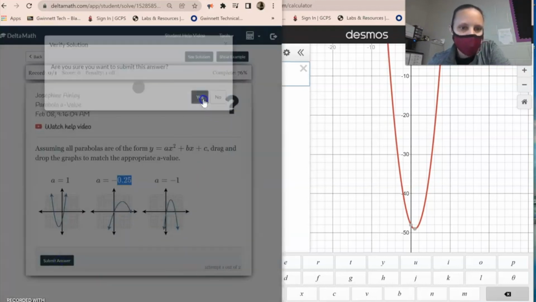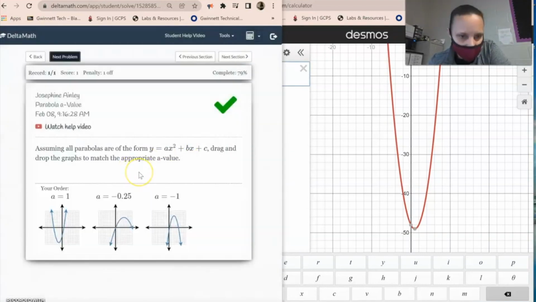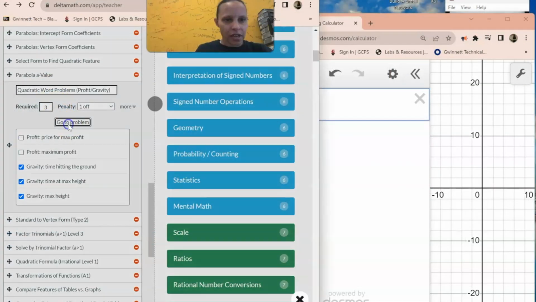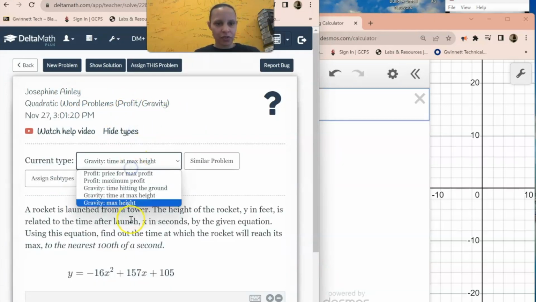Okay, hopefully those three questions were enough for you to understand the concept. The smaller the number, the wider the graph. All right, we're going to take a look at quadratic problems, profit and gravity. There are a few questions that you could get. It really doesn't matter. The big thing, and I'm actually going to go over all of them just so that you understand.